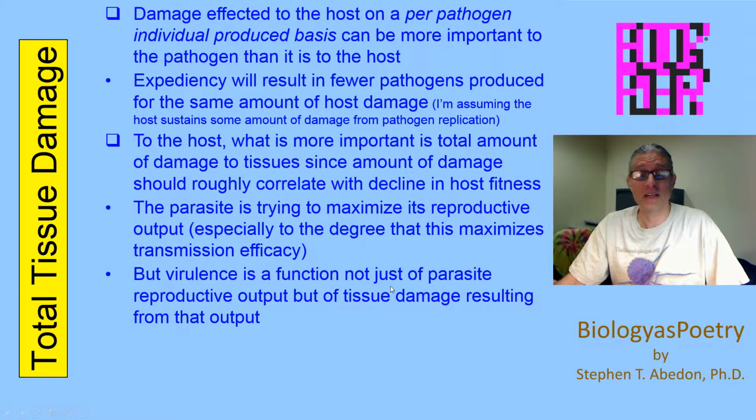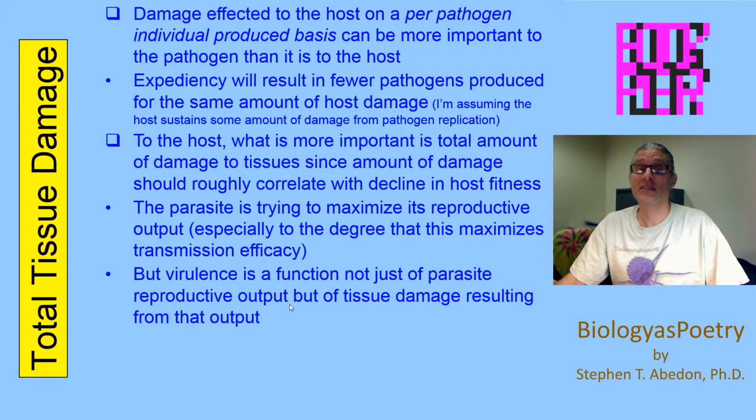Virulence is a function not just of parasite reproductive output, but also the amount of tissue damage that results from that output. So if a parasite could set things up so that it had a high reproductive output without damaging its host at all, then it would not be displaying virulence. But the flip side is that a parasite variant that displays a larger virulent impact on its host, a large amount of damage in the course of its replication, might have an advantage over the non-damaging parasite, if such a thing could even exist.